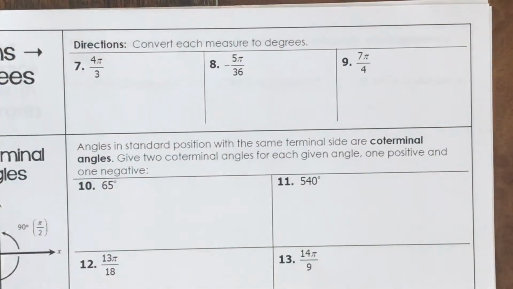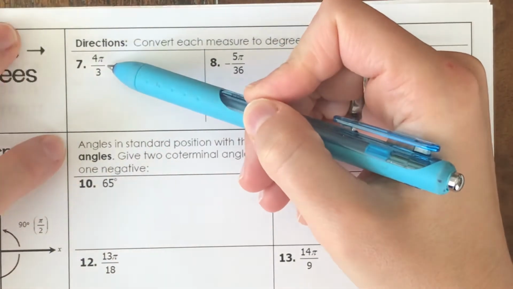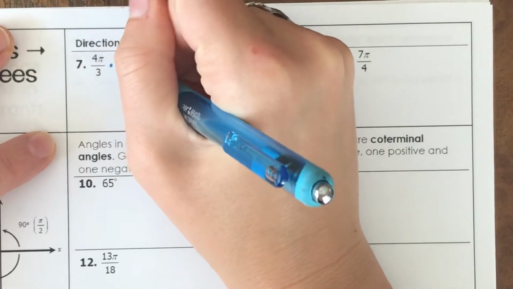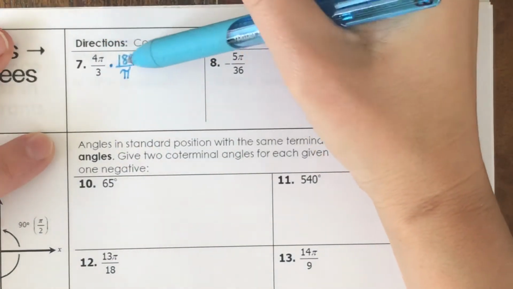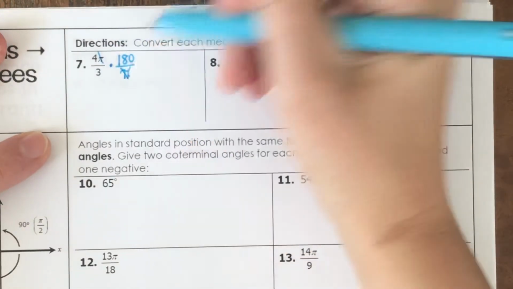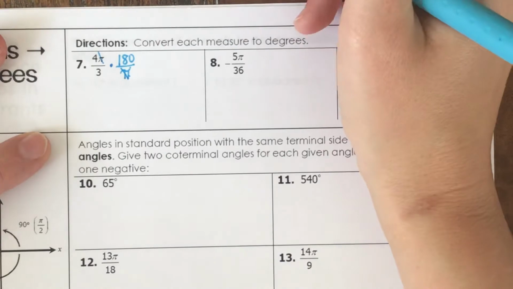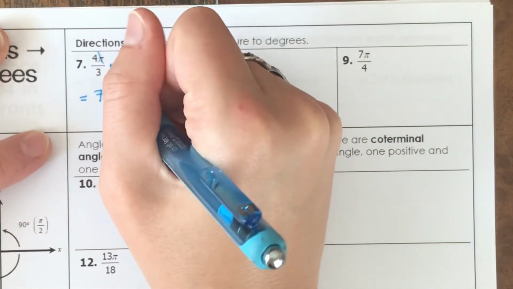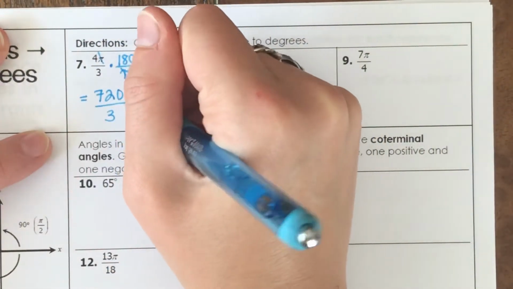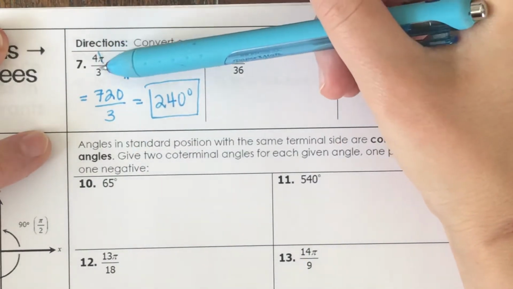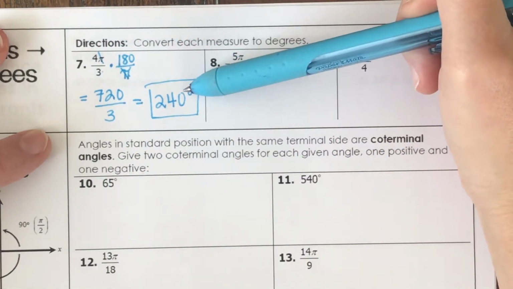So now, when we are going to convert into degrees, we're going to do just the opposite. Instead of multiplying by pi over 180, I'm going to multiply by 180 over pi. The reason is that when I multiply here, you're going to notice you've got pi divided by pi. These pi's cancel out, and then it's just some simple algebra. So if I do 4 times 180, I get 720. Then if I divide that by 3, I get 240 degrees. So 4 pi over 3 is the same as 240 degrees.